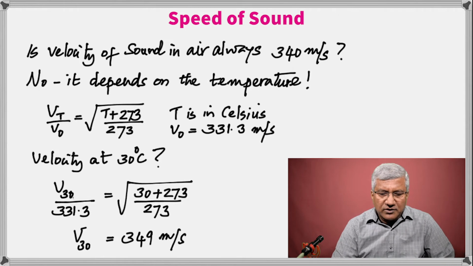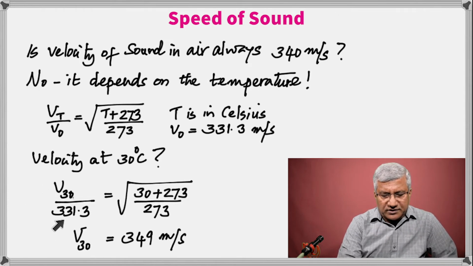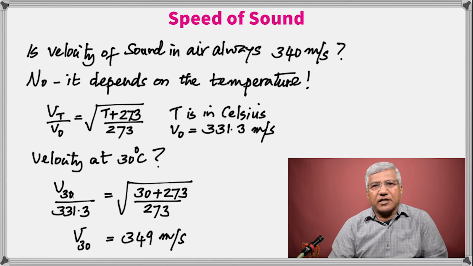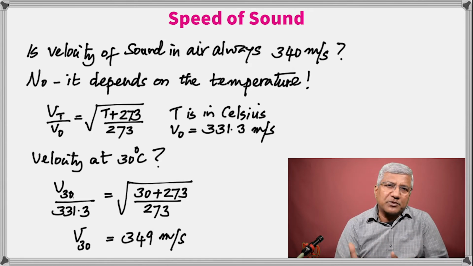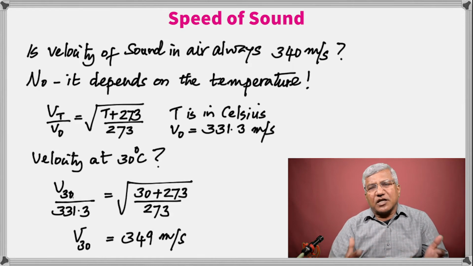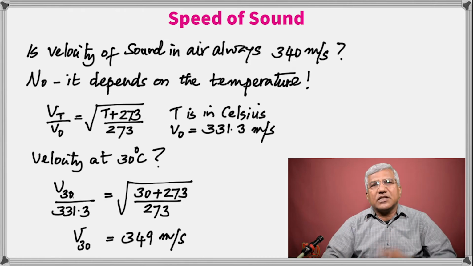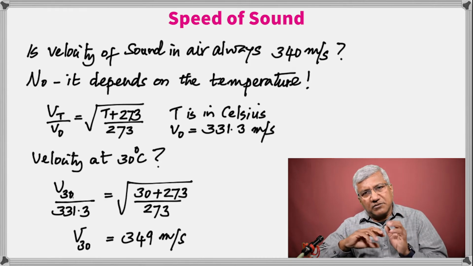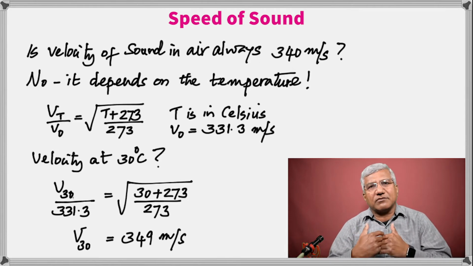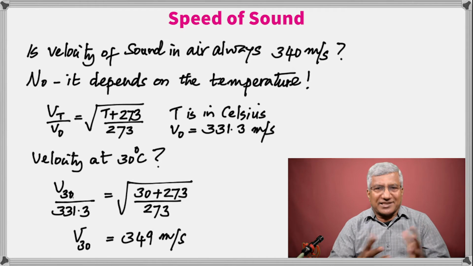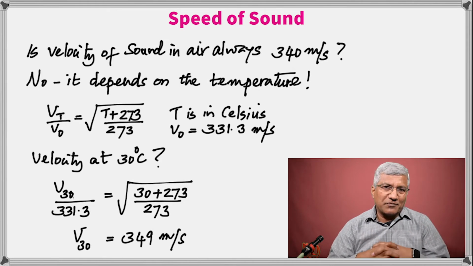Okay, let's slow that down. The velocity at 30 divided by the velocity at 0, which is 331.3, is the square root of, remember T has to be in Celsius, so that's 30 plus 273 by 273, which comes out to be 349 meters per second. So we see that as the temperature increases, the speed of sound in air also increases. So we do some thinking there. If it's cold, sound travels slower. If it's warmer, like in summer, sound travels faster, right?